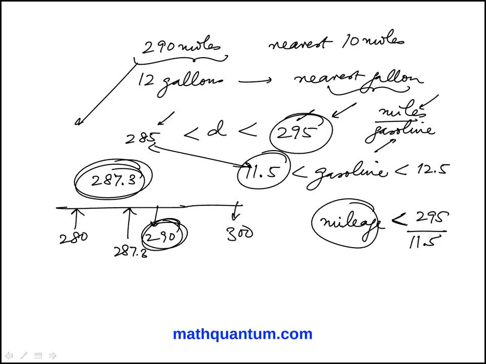The other extreme, the least, would be when you go the least distance and use the most gasoline. So that's 285 over 12.5. So if you look at the answer choices, this is identical to choice D.